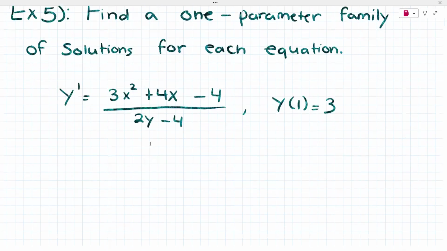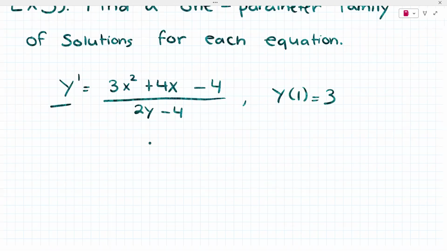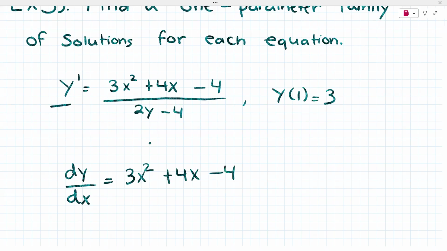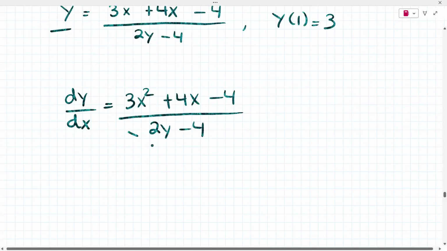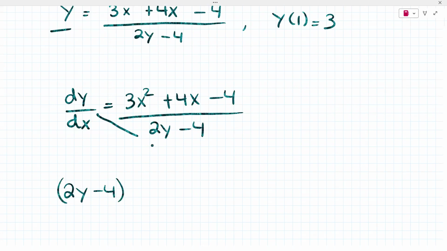So what can I do? On the left side, we have y prime. We know y prime can also be expressed as dy over dx. Okay. The next step I would do is cross multiply. So go ahead and cross multiply. So it would be 2y minus 4 times dy, and then on the right, it's going to be 3x squared plus 4 times dx.